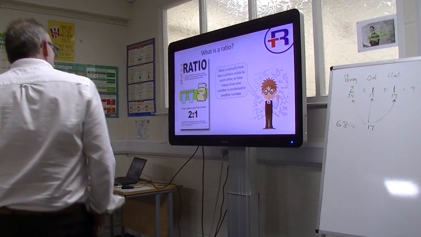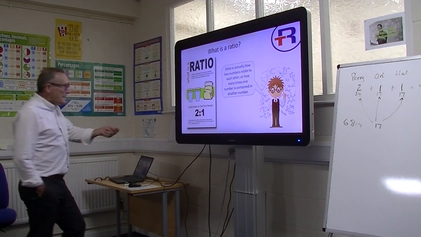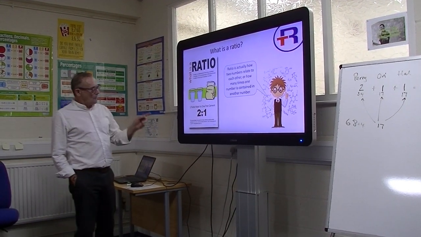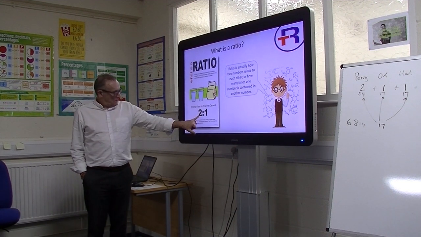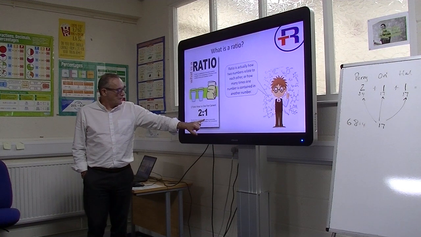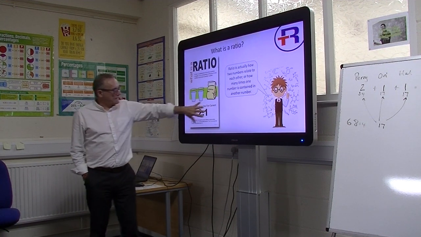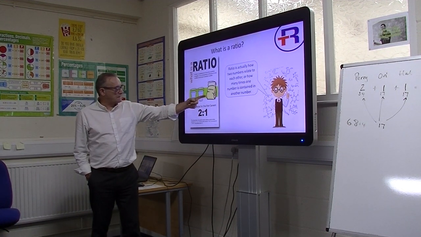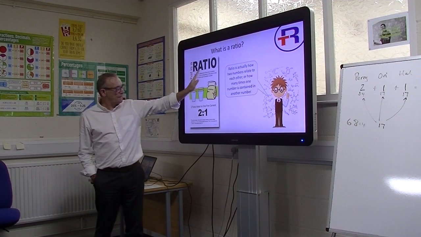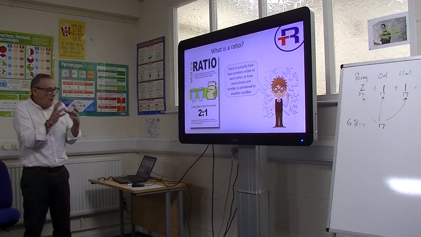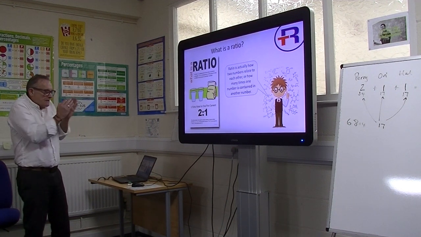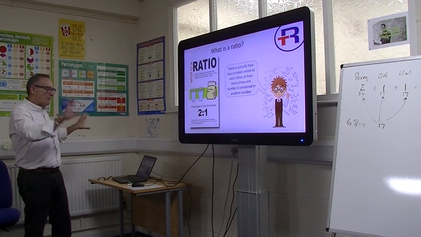So what is a ratio? A ratio is actually how two numbers relate to each other, or how many times one number is contained in another number. And that's how it's written. 2 parts of water to 1 part of cement. So when you make that mix together, there are 3 parts in the mix. 2 parts of them water, 1 part of them is cement. So you always think about the whole number, and then you split it into the separate parts.